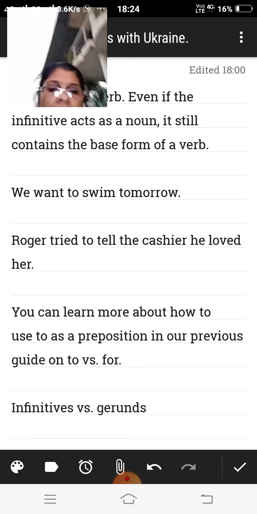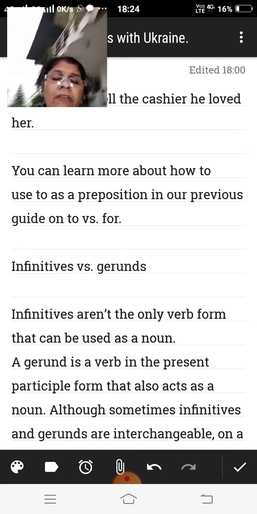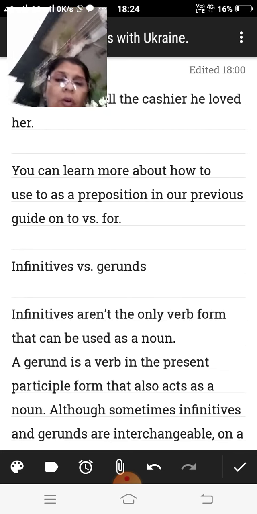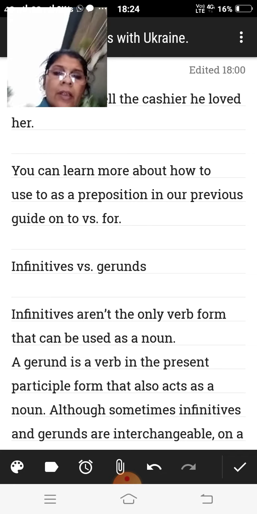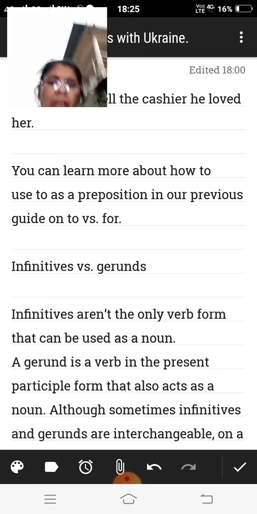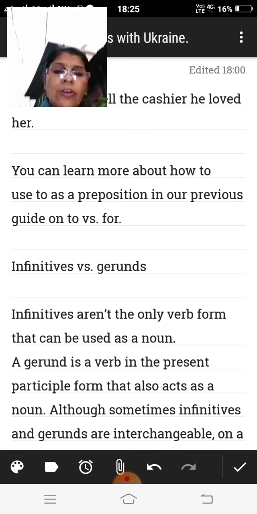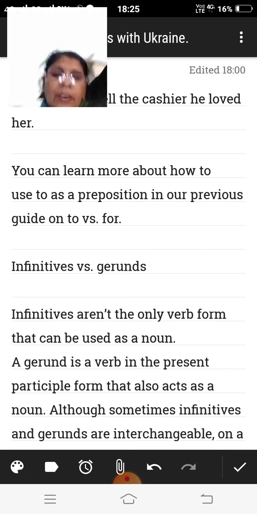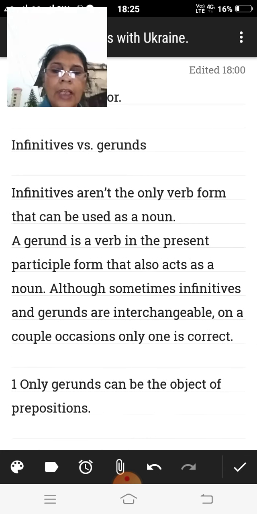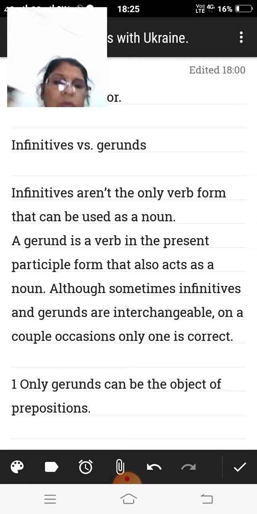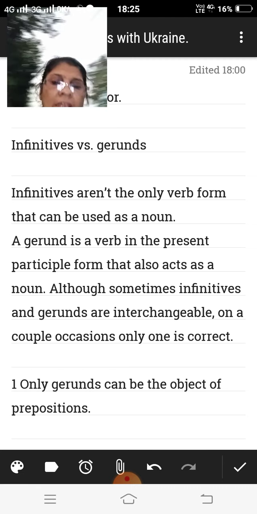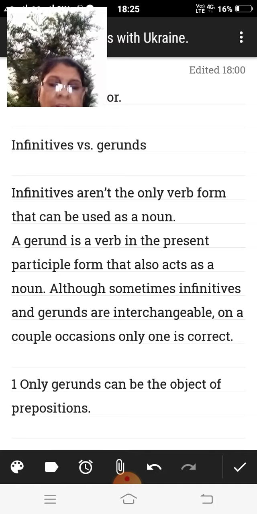Infinitive versus gerunds. Infinitives are not the only verb form that can be used as a noun. A gerund is a verb in the present participle form that also acts as a noun, although sometimes infinitives and gerunds are interchangeable. On a couple of occasions, only one is correct. Only gerunds can be the object of a preposition.